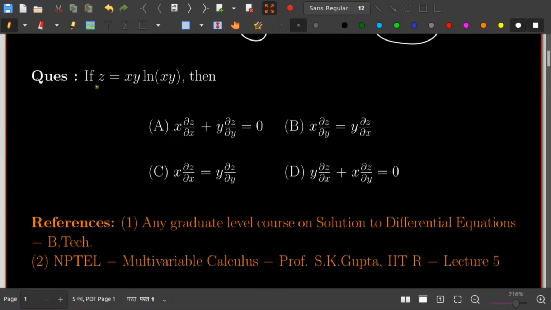The question says, if z equals to xy ln xy, then which of the following option is correct? So z is a multivariable function of 2 different variables x and y, and we need to find out which of the option given is correct here. Very clearly the options consist of partial derivatives of z, right?